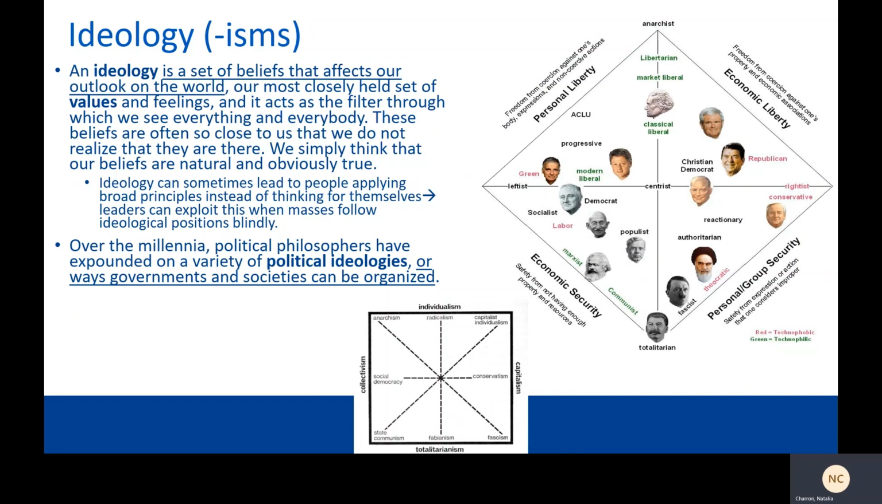Over the millennia, political philosophers have created a variety of political ideologies, which describe ways governments and societies can be organized and why, like for what goal. Some of them are totally benign, some of them we live with every day, and some of them are incredibly extreme and involve massive human costs. And in this unit, we're going to be looking at a lot of these extreme ideologies.